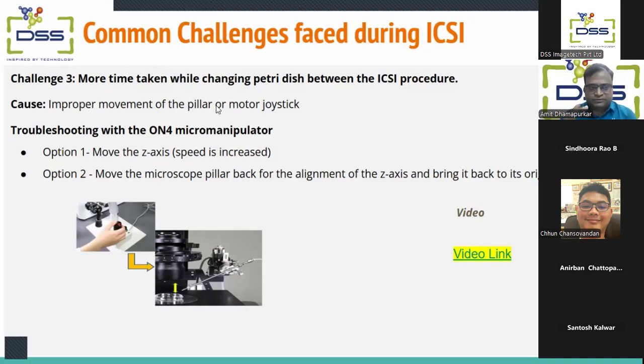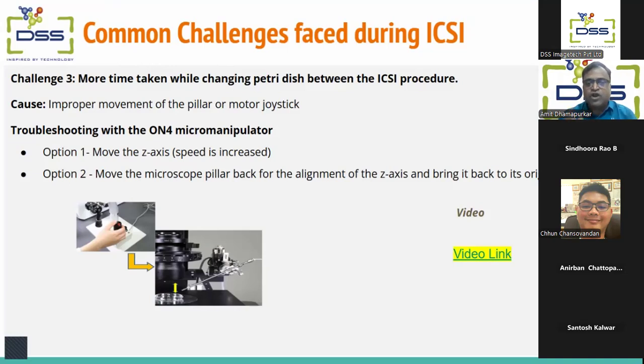So here also we have two things. One is the movement of the pillar, which is at the backside of the microscope. And second, the motor joysticks. Option one is troubleshooting: we can move the Z axis. The speed is already increased compared to the last version. By adjusting the Z axis with the help of coarse features, we can adjust the Z axis height.